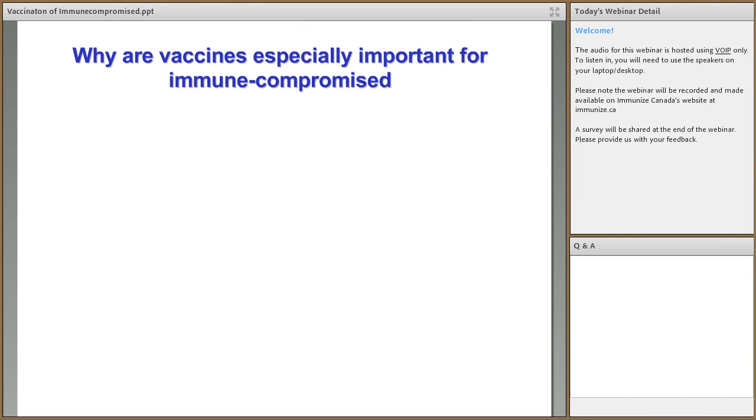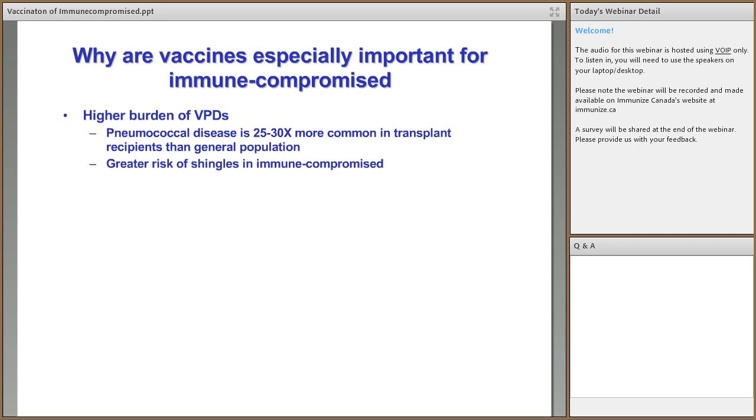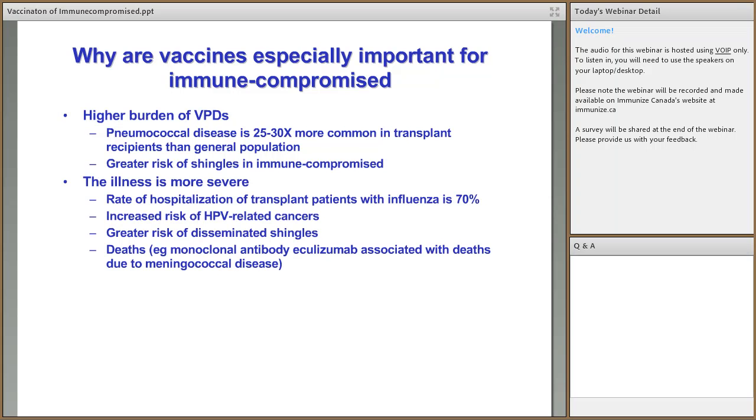Now, why are vaccines especially important for the immune-compromised? Well, there are many reasons. One of the reasons is that there is a higher burden of vaccine-preventable diseases in the immune-compromised. Now, there's a lot of literature on this, so I've just summarized it into a couple of sentences. For example, pneumococcal disease is 25 to 30 times more common in transplant populations. In immunocompromised persons in general, we see a greater risk of shingles.